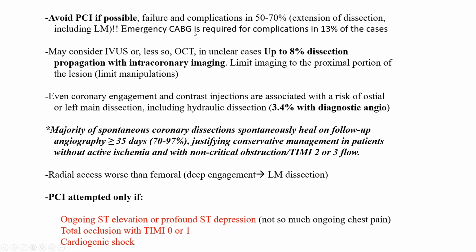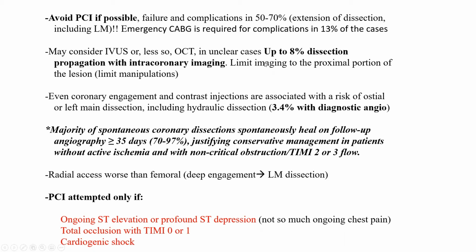In fact, emergency CABG has been required for complications in 13% of patients who attempt PCI. May consider IVUS or OCT in unclear cases, but like I said, there is an 8% risk of dissection propagation with intracoronary imaging, and mainly with wiring itself. So wiring itself, which you need to do to get IVUS or OCT, has its complications.